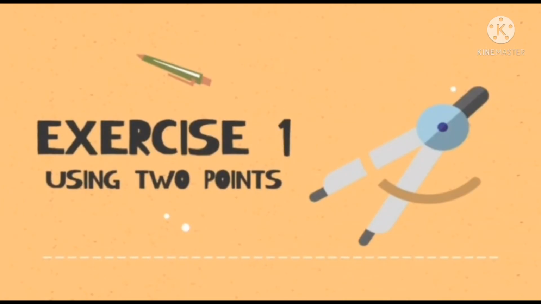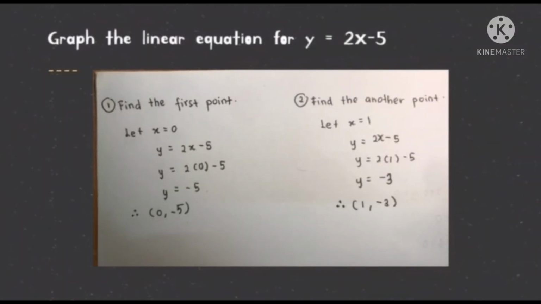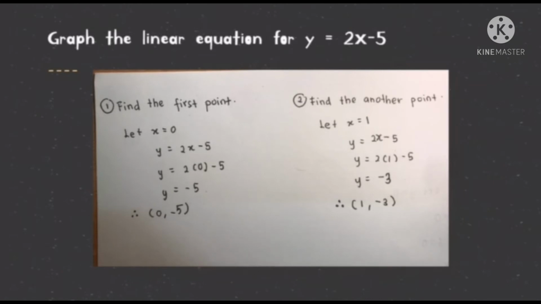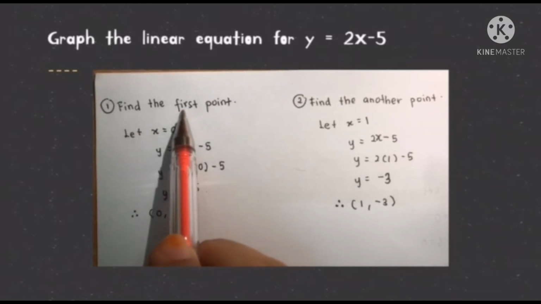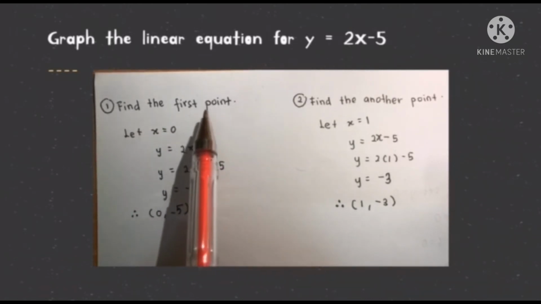Okay, now let's do the exercise based on the example Iza already showed us. For exercise 1, we will graph using 2 points. The question wants us to graph the linear equation y equals 2x minus 5 by using 2 points. So first, we need to find the first point for this equation.